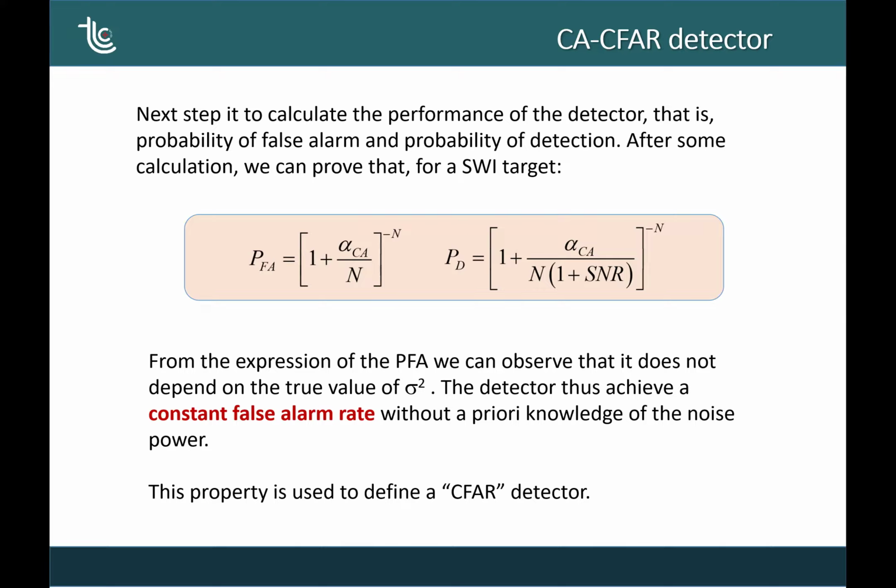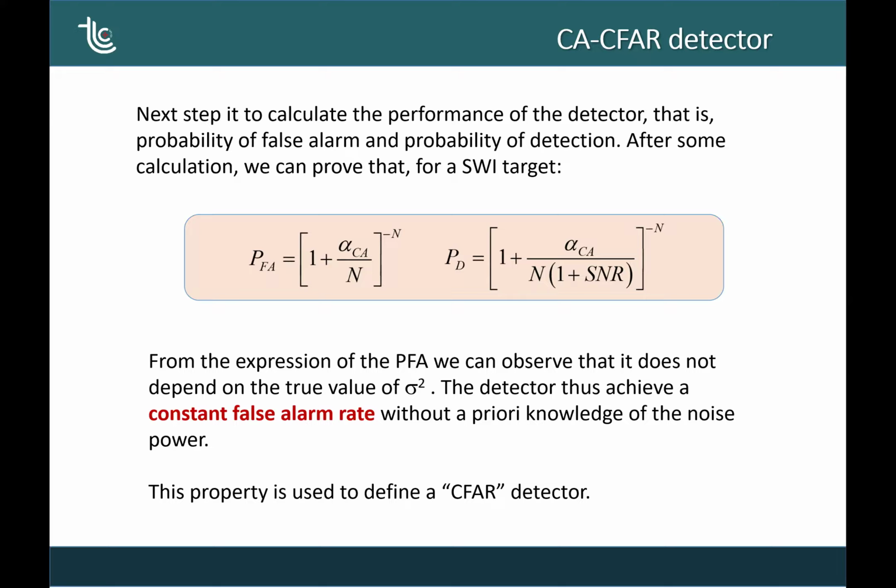So if you say I want a PFA of 10 to the minus 4, then I invert this equation, replacing PFA with 10 to the minus 4, and then I calculate alpha, depending on N, the number of cells that I want to use for estimating the power of the noise. Then I can fix the coefficient alpha, and then I can build my detector.